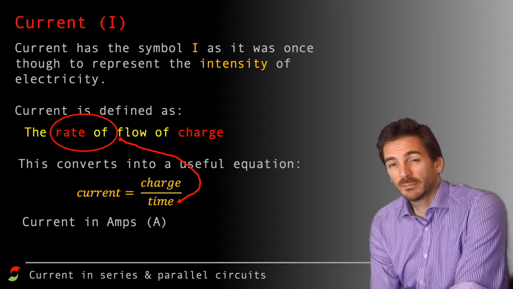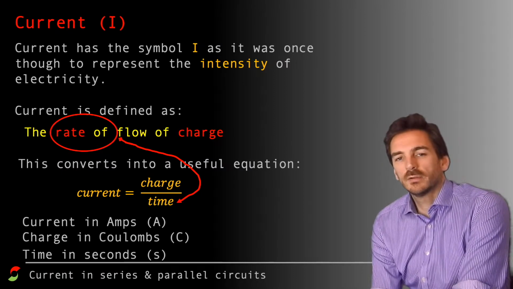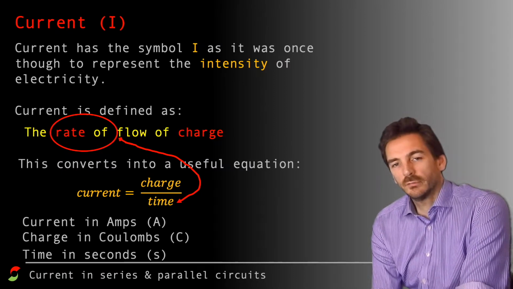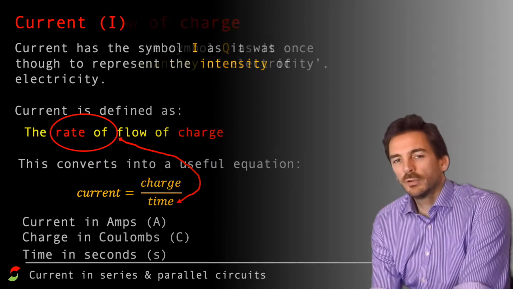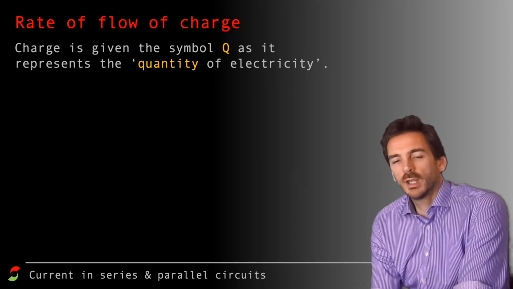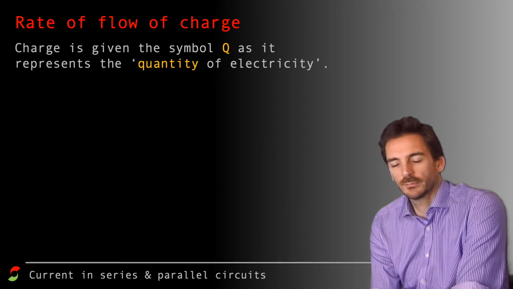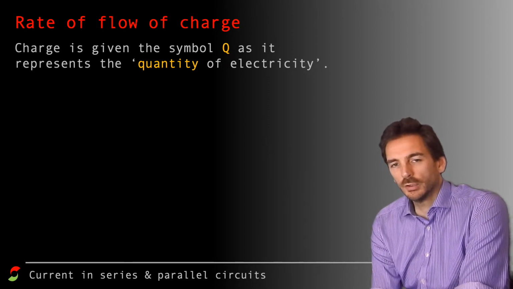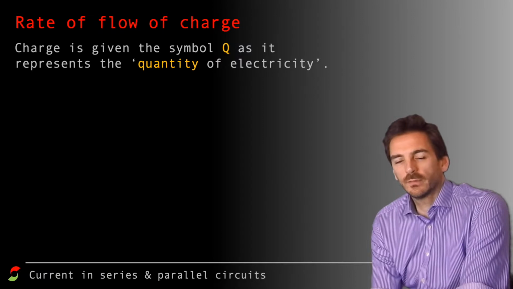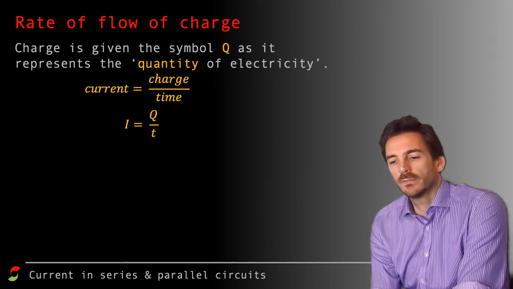Current must be in amps, it's really important. Charge must be in coulombs, and time must be in seconds, and those units are vital to getting full marks in any questions using this equation. Charge has the symbol Q because it's thought of as quantity of charge. It's important that you remember what each of the symbols means. So current is charge over time, or I equals Q over t.